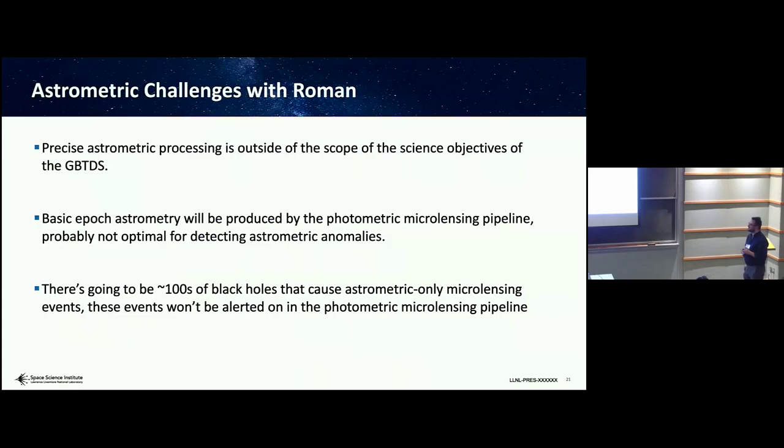So the microlensing pipeline is going to produce basic epoch astrometry. It may do more, but it probably won't do stuff that is good enough to detect most of these astrometric anomalies. And there are going to be hundreds of isolated black holes in there that we're not going to see if we don't do the astrometric processing.